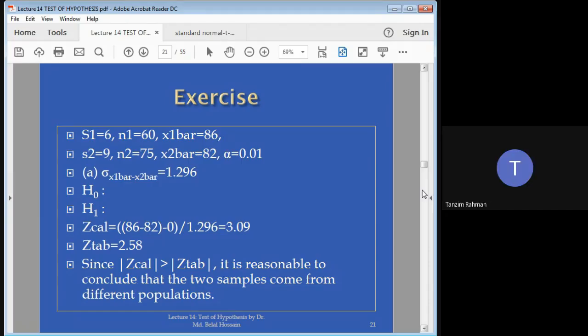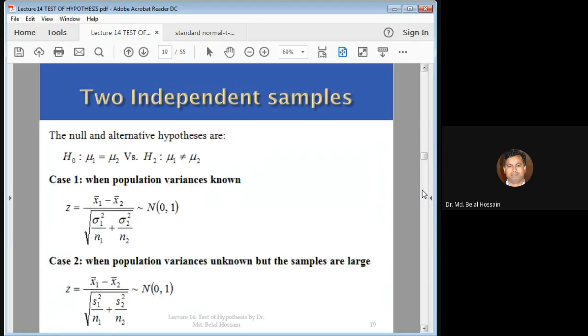Sir, population variance is unknown. Repeat again. Exactly. Variance unknown and estimated from large sample. Okay. So hence it is 2. Population variance is unknown, sample size large. Okay. So it is 2.